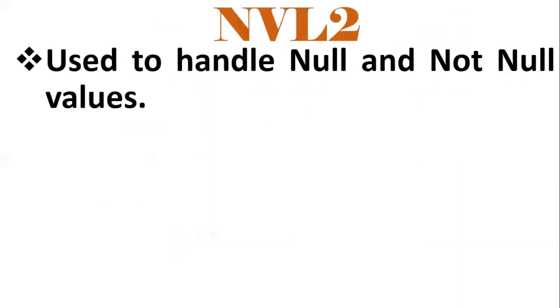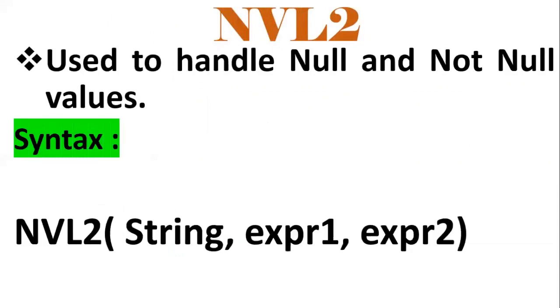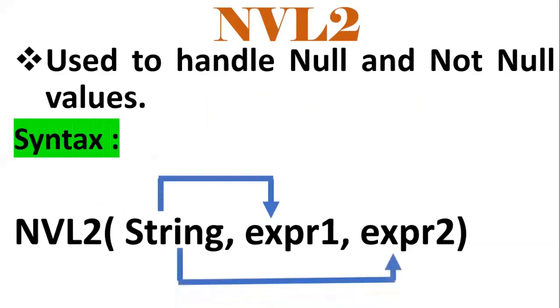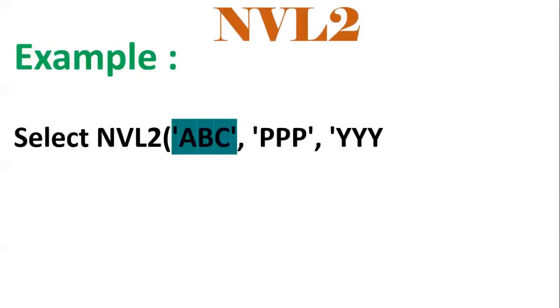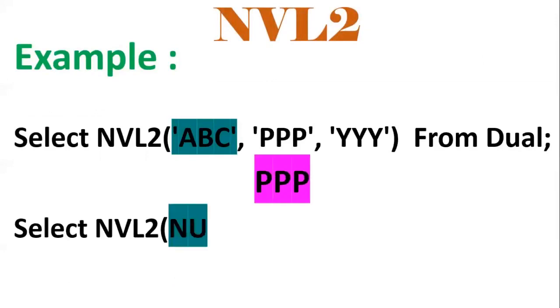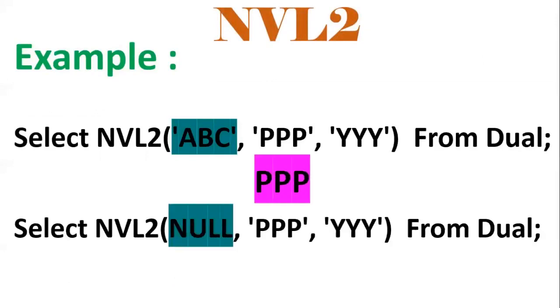NVL2. It is used to handle null and not null values. The syntax would be: if the first one is not null, it will pick the second parameter. If the string is null, it will pick the third parameter. With an example, we can understand these things. Since the first string is not null, it will pick the second parameter, that is PP. Since the first string is null, it will pick the third parameter, that is YYY.